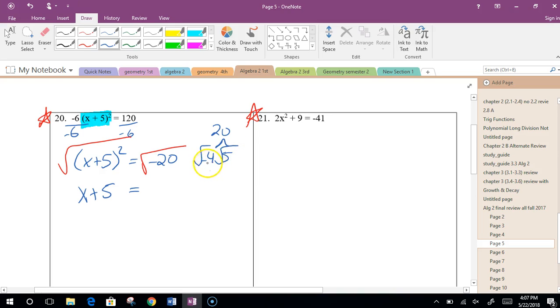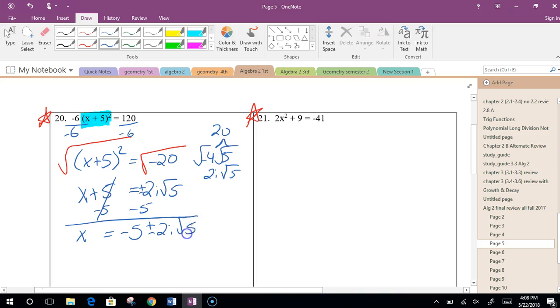So the square root of -4 would be 2i with a square root of 5. So that plus or minus 2i square root 5. But I still have this -5 over here to do, which means we're going to have to subtract 5 from both sides to get this to cancel. Well, this 5 cannot be subtracted from either of these two because it's not a common term. So we would write this as -5 plus or minus 2i square root of 5.